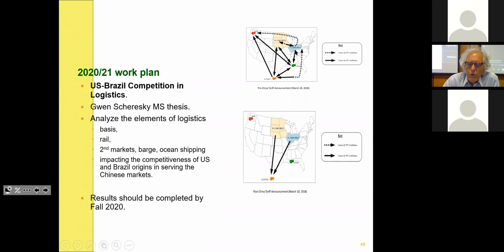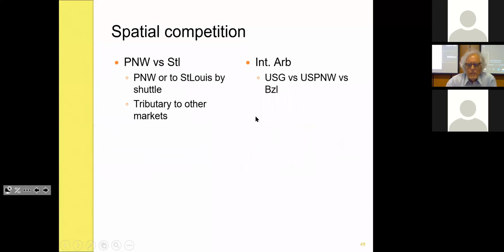In the post-trade war period, this is the causal relationship. It's US interior basis values directly affecting the Santos basis, bypassing our export basis. We haven't figured out the reason for that yet, but it's pretty significant. I want to make a few comments on spatial competition, and then I'll draw a closure.